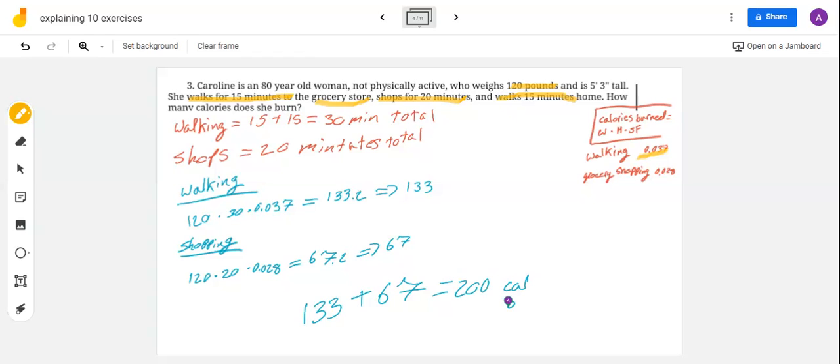Calories burned. Right? Just double checking my work. 133 plus 67. Yep, it equals 200. So that would be your answer. Right there, 200 calories burned.